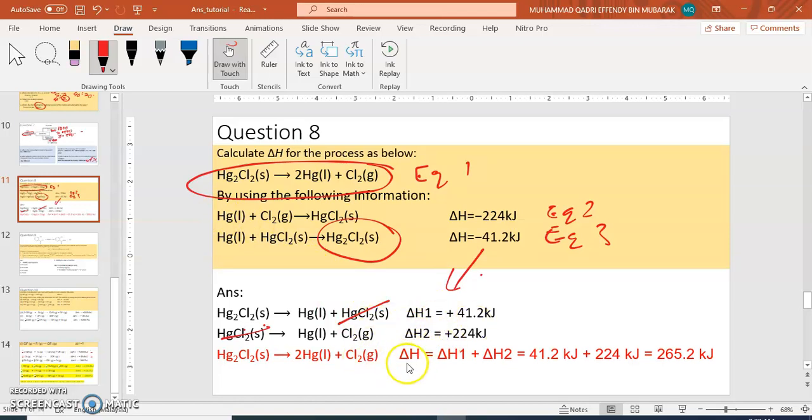And then delta H is the summation of these two. We need to add both of them, so I label delta H1 and delta H2. The total delta H equals delta H1 plus delta H2. The value for delta H1 is 41.2 kilojoule, and the value of delta H2 is 284 kilojoule. We add them together, so we will have 265.2 kilojoule. So that is the answer.